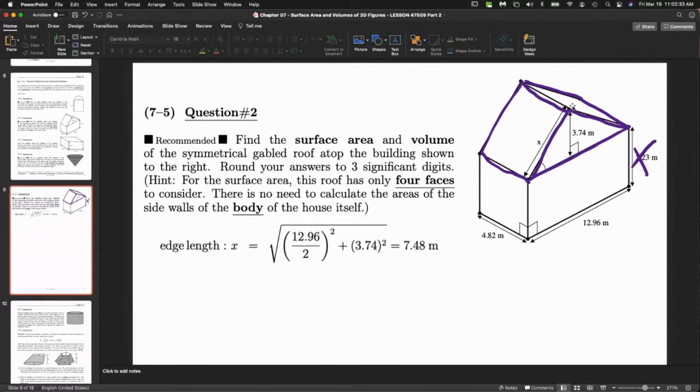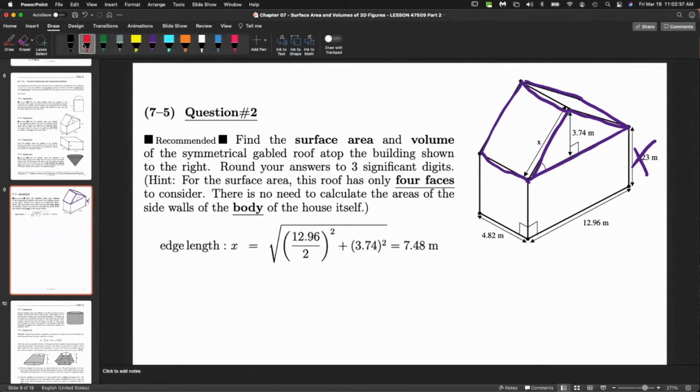So what I did was I did the Pythagorean theorem. For people that are curious, what did I do there? See the triangle here? There's a right angled triangle. I did the right angled triangle calculation there. So x is the hypotenuse of that right angled triangle. So we do this squared plus 3.74 squared, and then square root that.